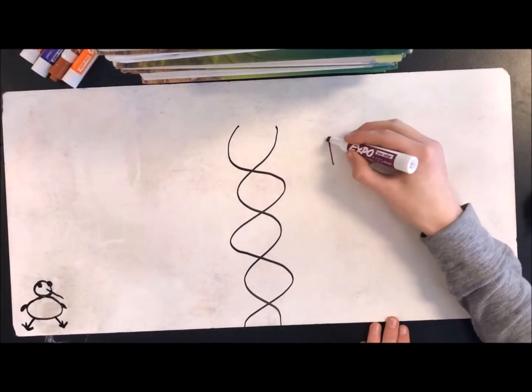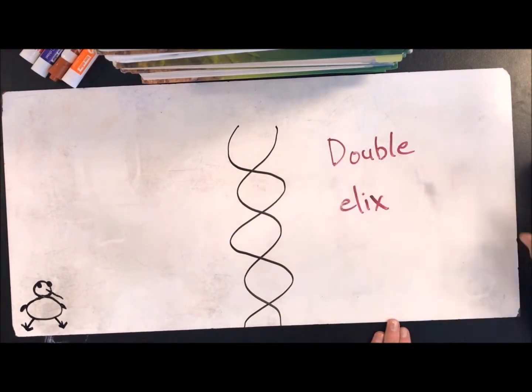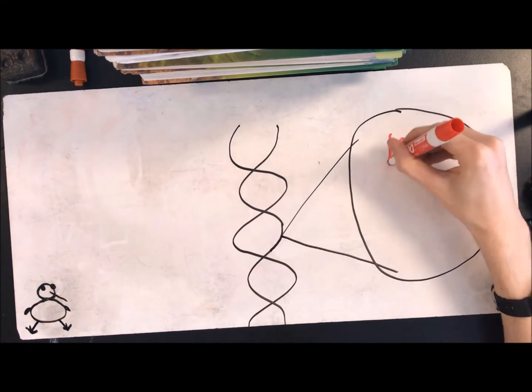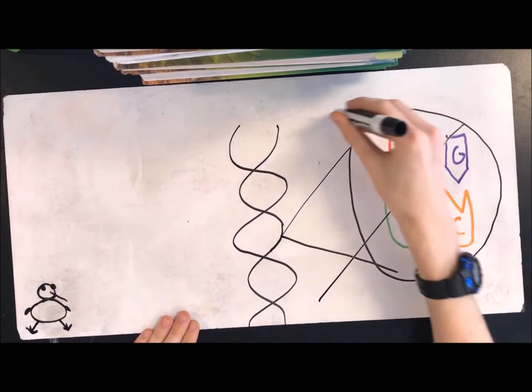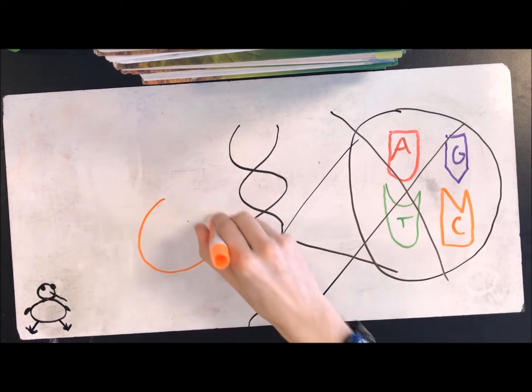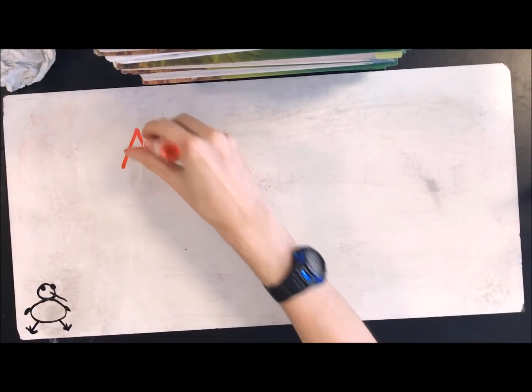These two backbones spiral into each other into something called a double helix. The helix is made of nucleotides, each of them made up of bases. Without these bases, we wouldn't be able to enjoy oranges.